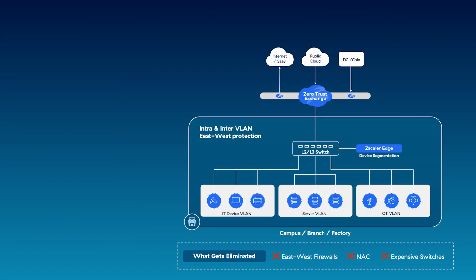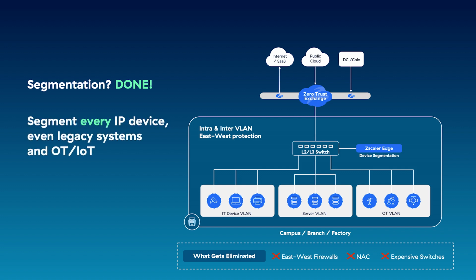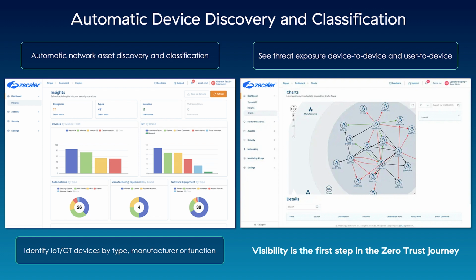So at the end, the benefit that you have is you're eliminating some of the expensive and complex components. You're getting segmentation finally done. So segment every IP device on your network, even legacy systems, OT devices, or IoT devices, and do it in a way that the project can be finished within a day. That's our promise.